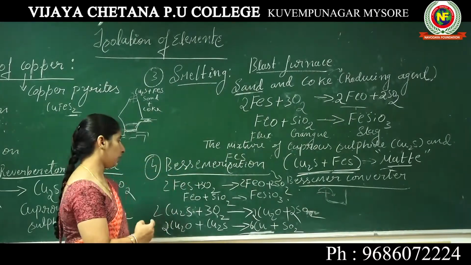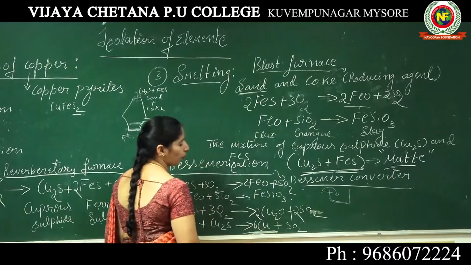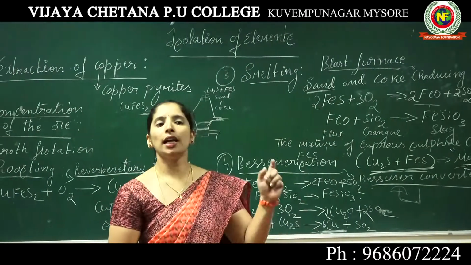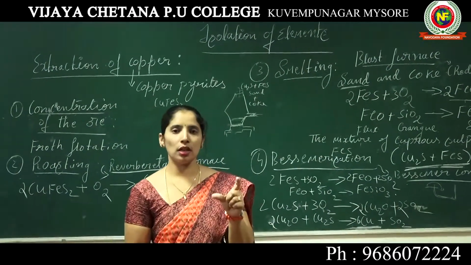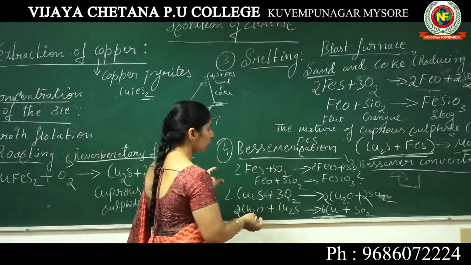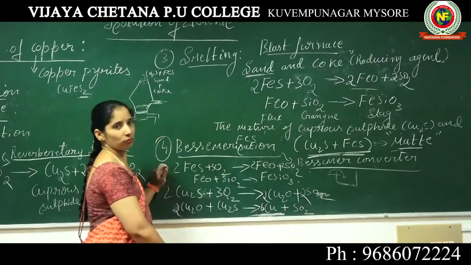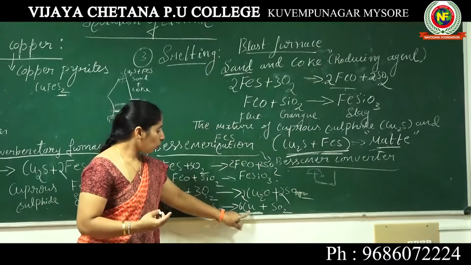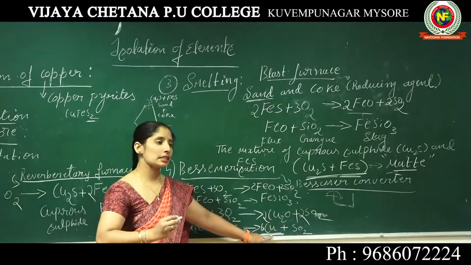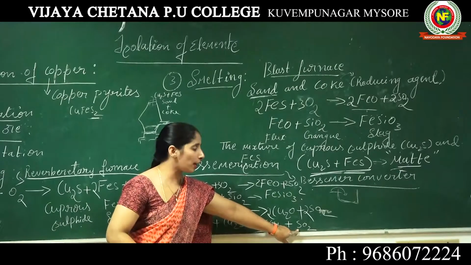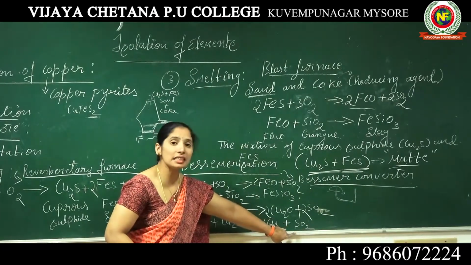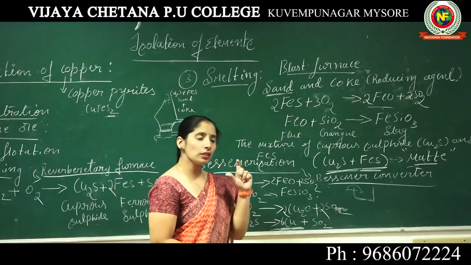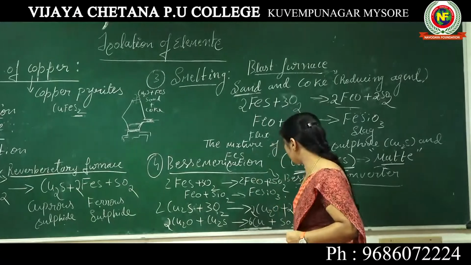This copper is poured into molds and allowed to cool. On cooling, the sulfur dioxide gas will escape from this mass, forming blisters on the surface. What does formation of blisters mean?